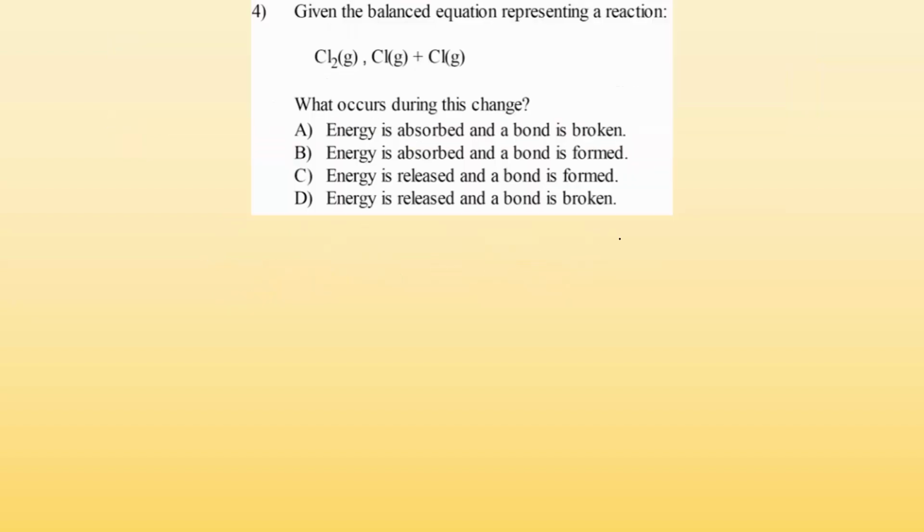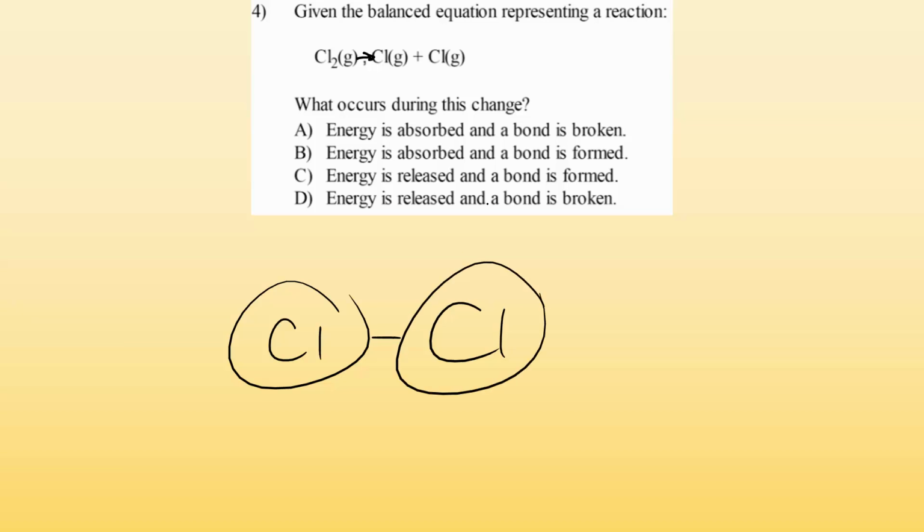All right, 4. Given the balanced chemical equation, and this stupid little comma here should be an arrow, what's happened in this reaction? Well, we have Cl2, here's a molecule of chlorine, and then we break it up. So we're breaking a bond. So what has to happen in order to break that bond? Energy needs to be absorbed. So we're looking at option A for problem number 4.